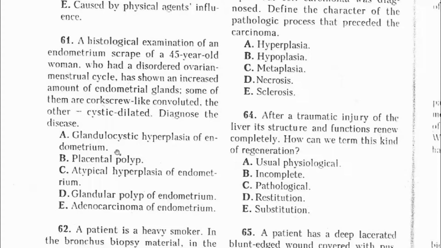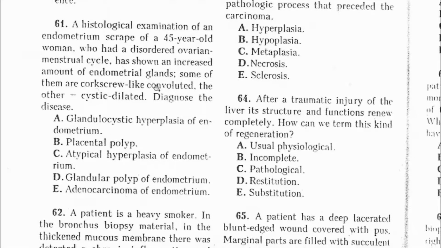61. A histological examination of an endometrium scrape of a 45-year-old woman who had a disordered ovarian menstrual cycle has shown an increased amount of endometrial glands. Some of them are corkscrew-like convoluted, the others cystic dilated. Diagnose the disease. You have seen glands increase, and then cystic. This is definitely glandulocystic hyperplasia of the endometrium. Don't forget, increased amount of endometrial glands is called hyperplasia, and cystic dilated means cystic.